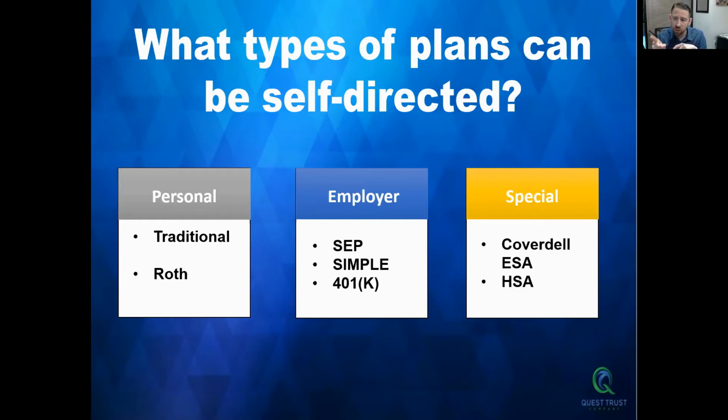But if I utilize an ESA or a Coverdell account, I can take the same account, leverage it just like I would a Roth or a traditional IRA, grow the account completely tax-free, and pull out any of the earnings today, as long as I'm going to use it for school expenses. The health savings account works the same way. It grows completely tax-free. I can pull out all of the earnings for any medical expenses.